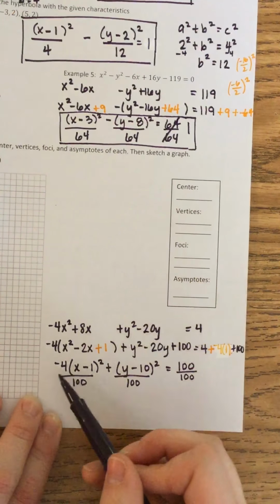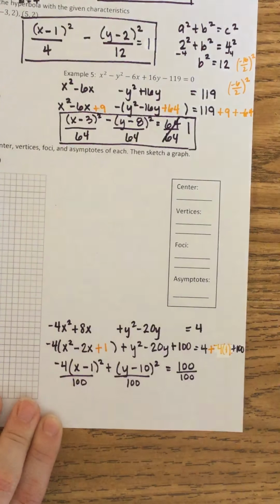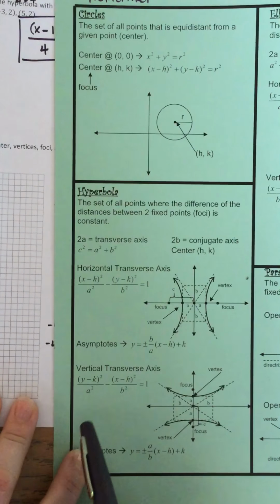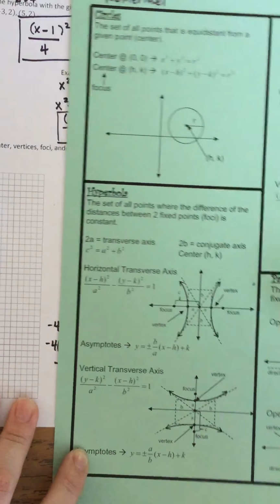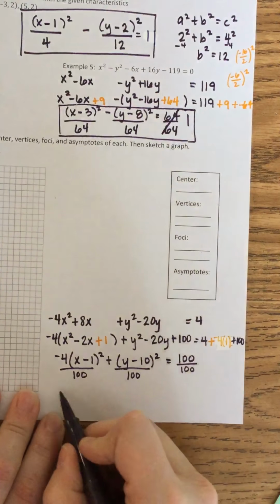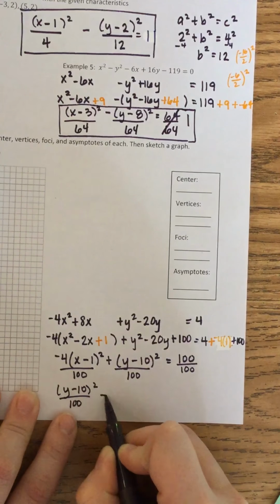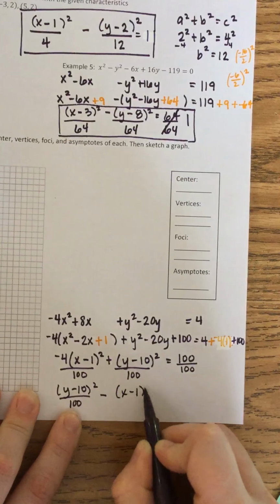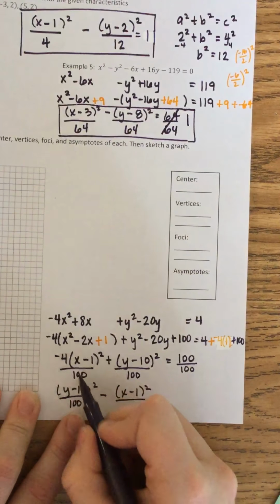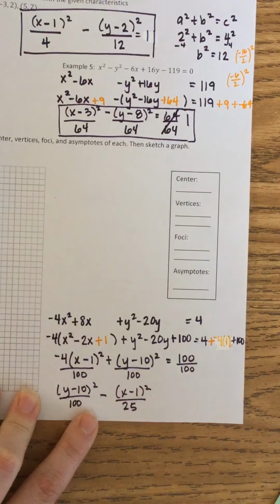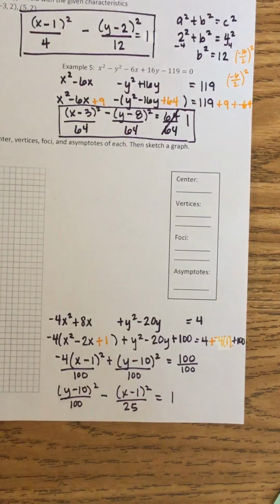If you notice, the negative is in front, but all of our formulas have the negative in between our two terms. So because it's subtraction, I'm just going to move that to the middle. When I rewrite this, I'm going to write the y first: y minus 10 squared over 100 minus x minus 1 squared over, if I simplify negative 4 over 100, that would be 1/25, equals 1.